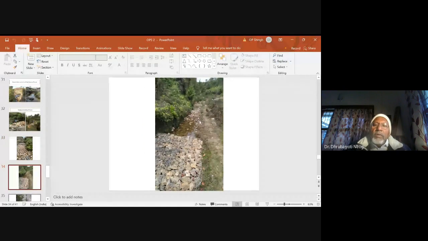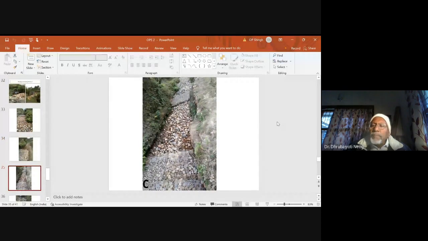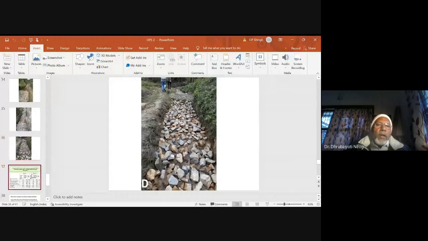You can see another view. This is the picture of the Gabion check dam covered with wire mesh, and this is the open limestone channel constructed. You can see here also, these are the Gabion check dams in between, and then limestone pieces were laid at the bottom of the channel.